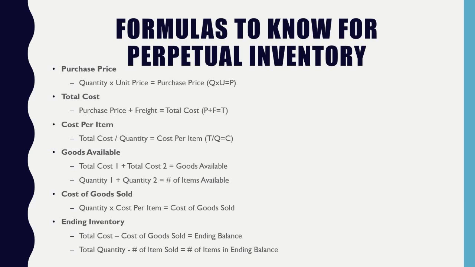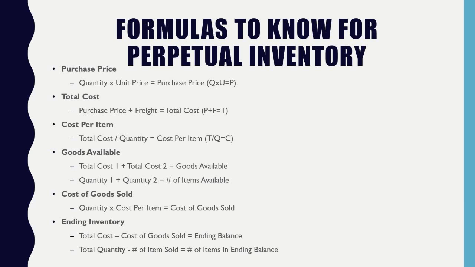Now, as you can see here, you're going to have familiar looking formulas. You are still obligated to figure out what the purchase price is, which is quantity times unit price. You are still having to figure out the total cost, which is going to be your purchase price plus freight, and of course your cost per item, which is your total cost divided by your quantity. These are standard formulas that you need to know so you can calculate what each item costs you. Here's what's different.